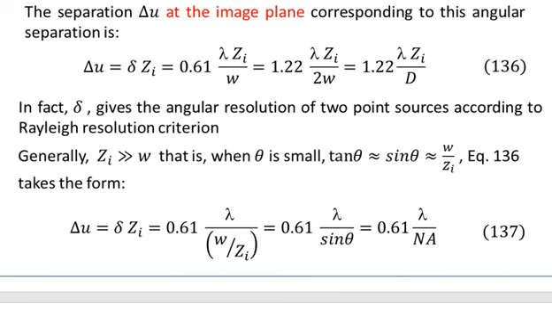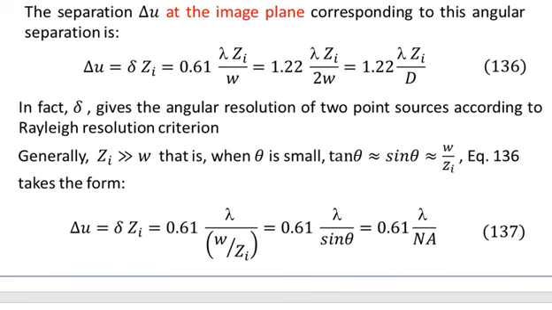So equation number 136 takes the following form. Delta u is equal to the same equation, but we have written w divided by zi, and then we have introduced sin theta in the third step. So in the third step we have 0.61 into lambda over sin theta, and in the fourth step we have delta u equal to 0.61 multiplied by lambda divided by NA, as in equation number 137.